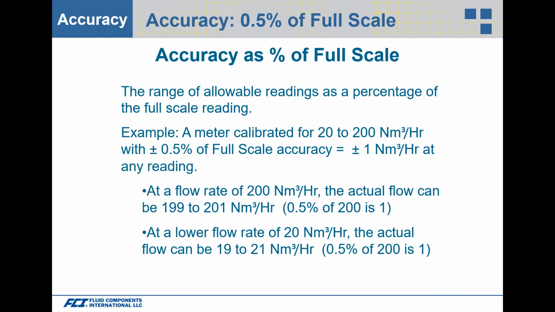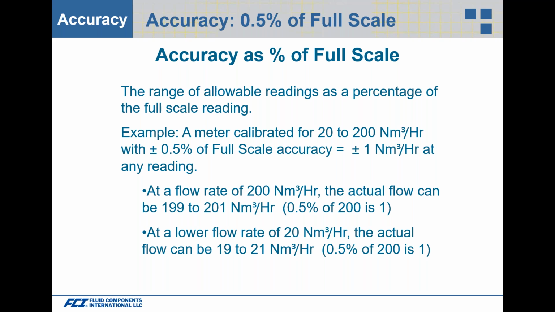But now when we also take the second half of that statement, I said that it's 1% of reading, 0.5% of full scale. What is the full scale? How do we calculate that? Again, example, the meter calibrated 20 to 200 normal cubic meters per hour with a plus or minus 0.5% of full scale accuracy. It's equal to plus or minus 1 cubic meter per hour at any reading. That's the important part. That plus or minus 1 cubic meter per hour at any reading applies at the maximum flow and the minimum flow.